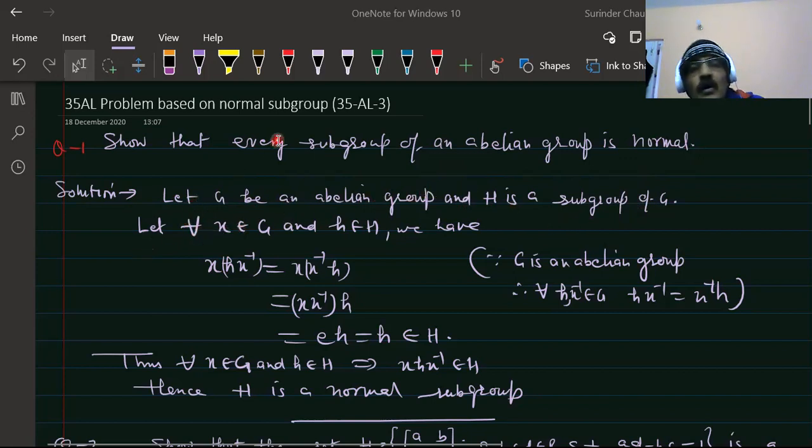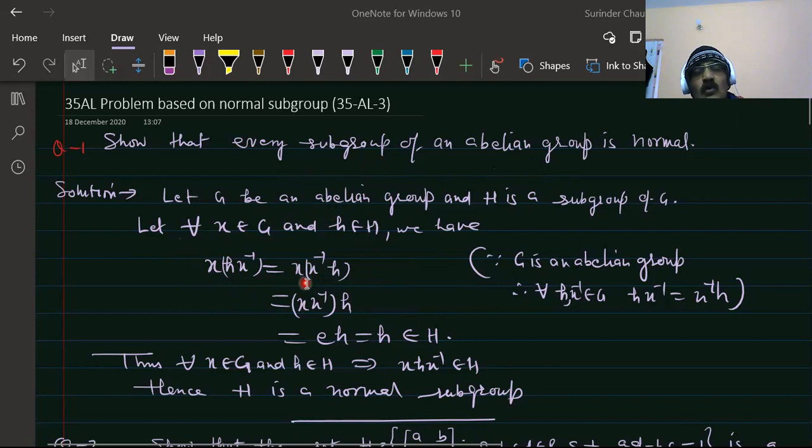So let us take for all x belongs to G and h belongs to H. We have x h x inverse. What do we have to show? We have to show that x h x inverse belongs to H, for H to be normal. Because H is a subgroup, it is non-empty and closed under the group multiplication.